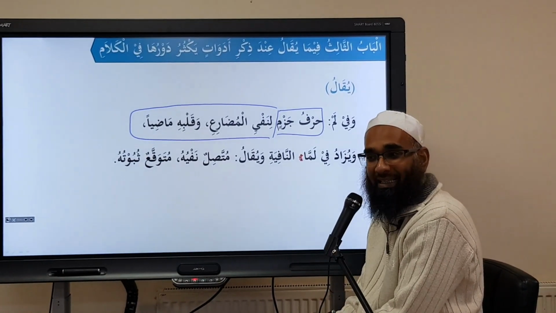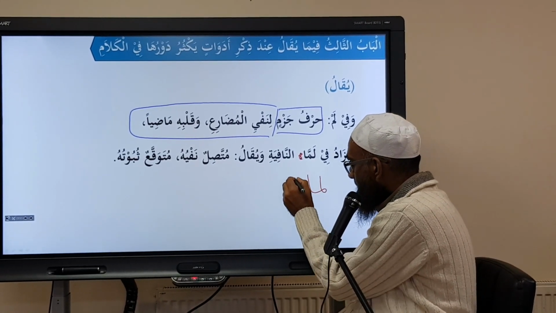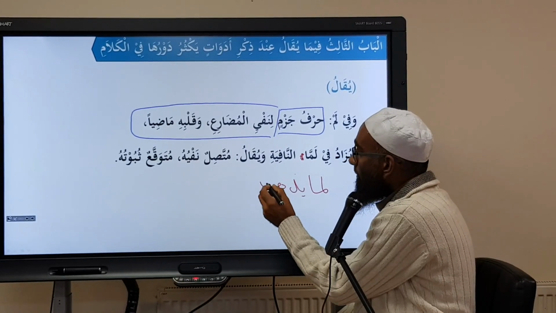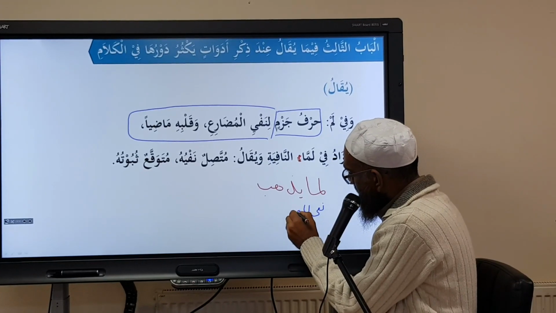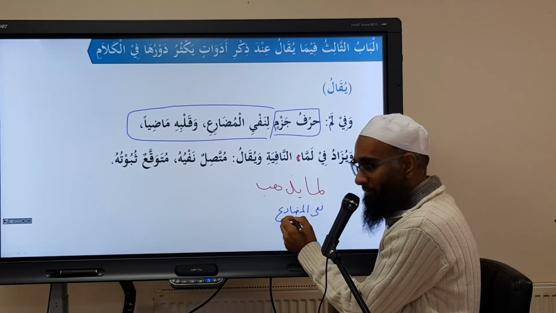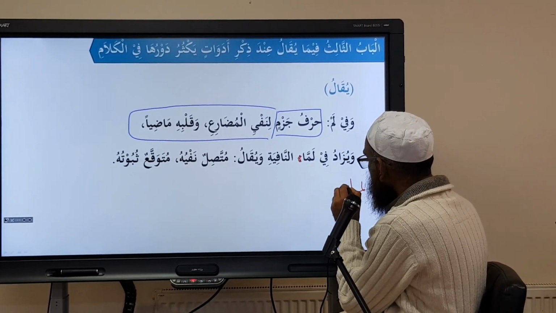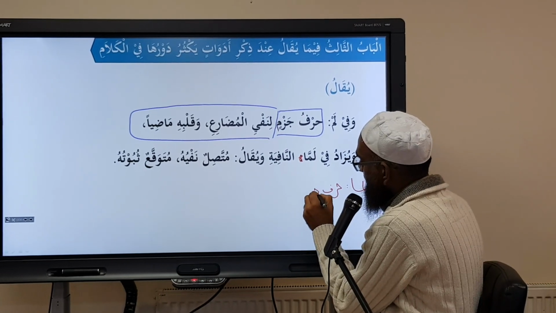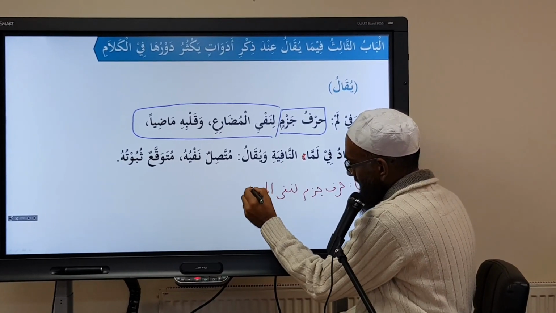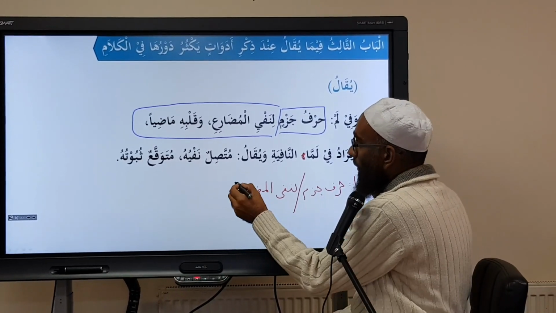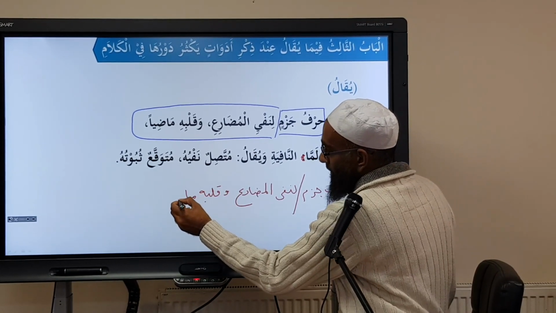Muttasilun nafyuhu. So when you say lamma an-nafiya, if I say lamma yadhhab, it has what? 4 meanings. What's number 1? Nafyi al-mudari. Well, that's amal. So if I say lamma, let's do Irab. If I write lamma yadhhab, I say lamma harfu jazmin لنفي المضارع. That's one meaning. So that's amal, one meaning. وَقَلْبِهِ ماضي, it makes it ماضي.